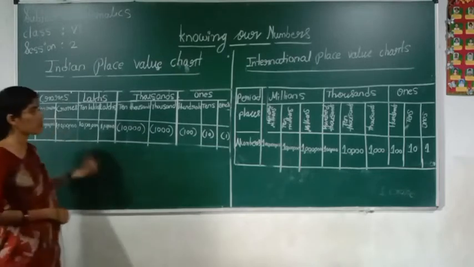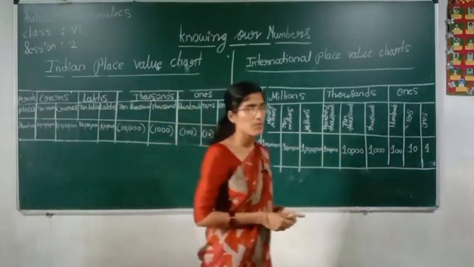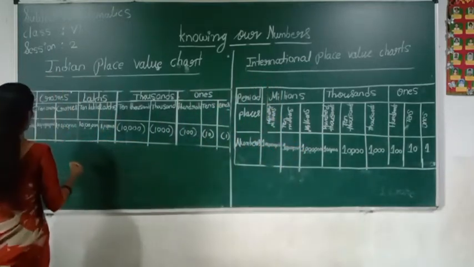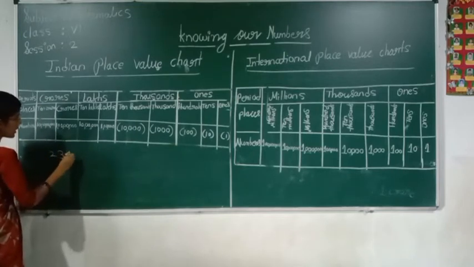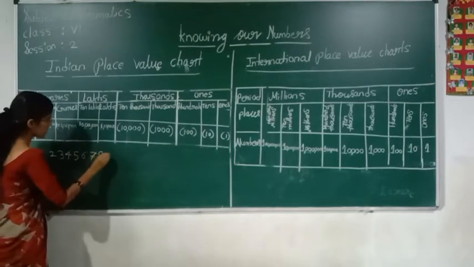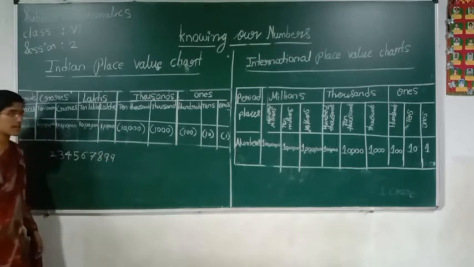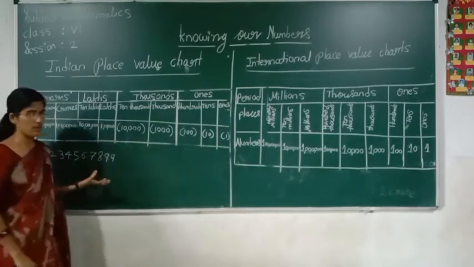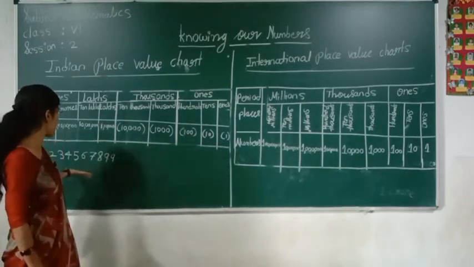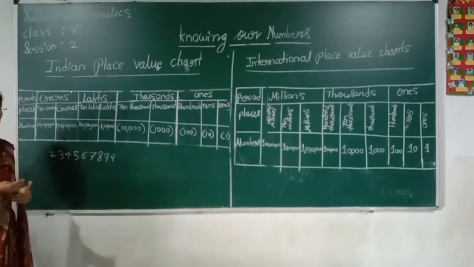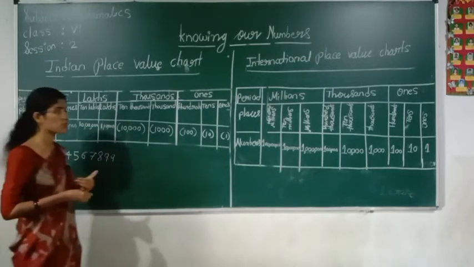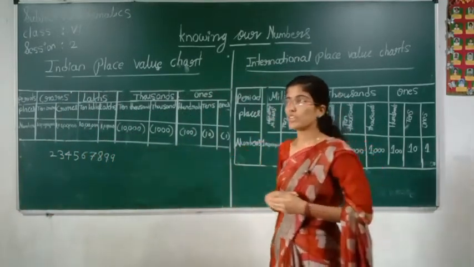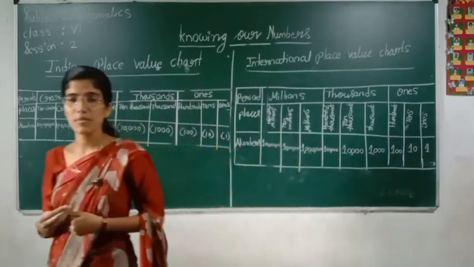Okay. Now suppose I gave you a large number, it is very difficult to read. Yes or no? Suppose I give any one large number, it is very difficult to read. If I ask you to read this number, you will get so much confusion and it will take so much time. Okay. Here we are going to introduce commas in the Indian place value chart.